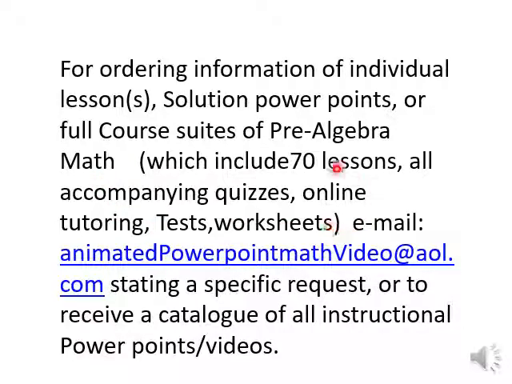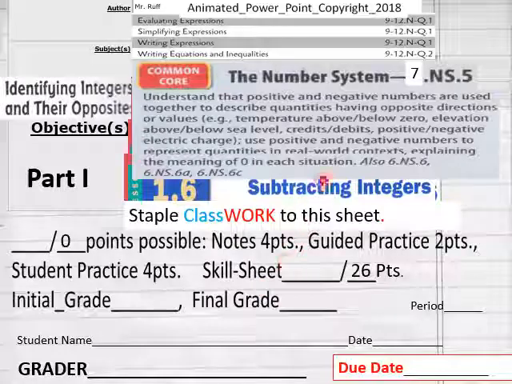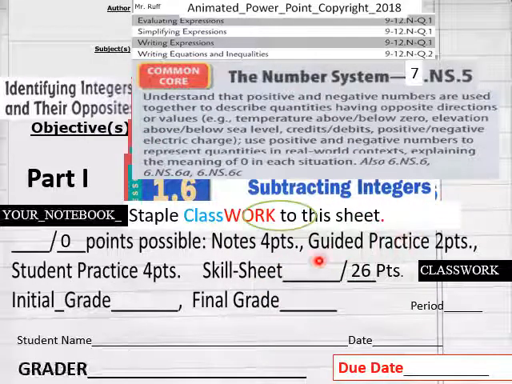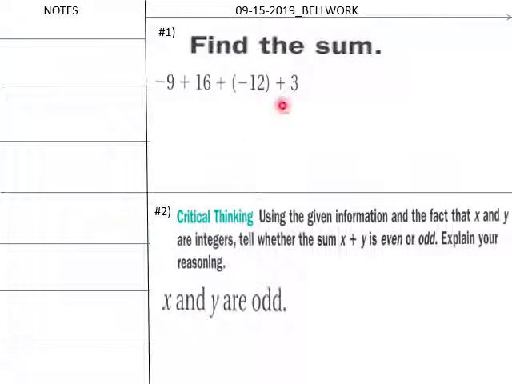Hello everybody, getting ready to do lesson 1.6 of pre-algebra math, part 1. 1.6, subtracting integers, and we have a 26-point classwork sheet, and we have no notes to take for this lesson.